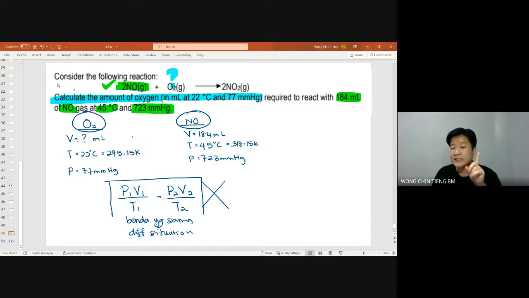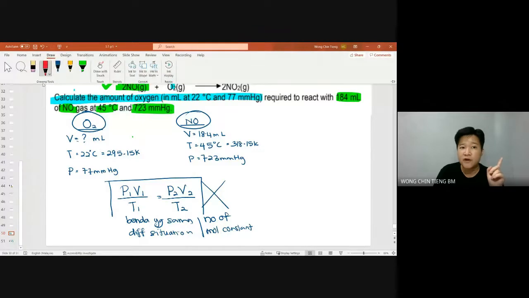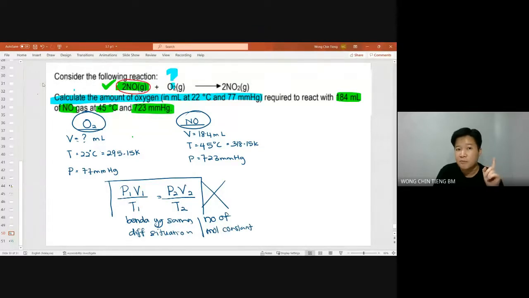Second, another thing you cannot use: when P1V1 over T1 equals and so on, we can use it because the number of mole is constant. Agree? Okay? But right now, if you look at your question very carefully, for the nitrogen monoxide and the oxygen gas, is the number of mole constant? No. Even though it is a 1-to-1 ratio, if in the final exam the number of mole is the same, if you use it, it will still be wrong, because they are different substances. The final answer will be correct. You will still get marks for the final answer, but the concept marks are lost.